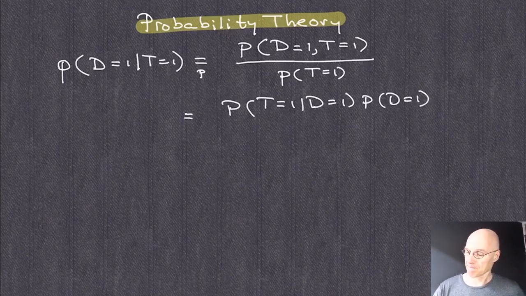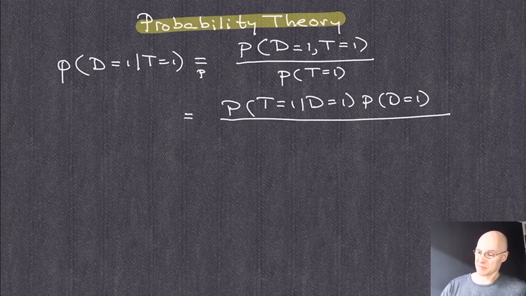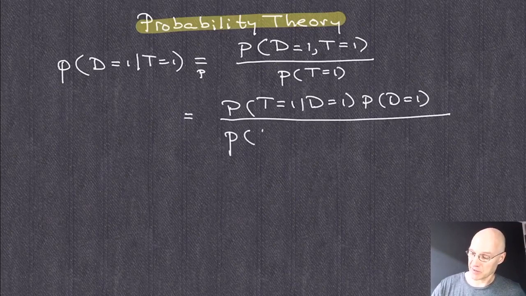Then the probability that T equals 1, I can write as the probability that T equals 1 given, sorry, I'm going to redo that.